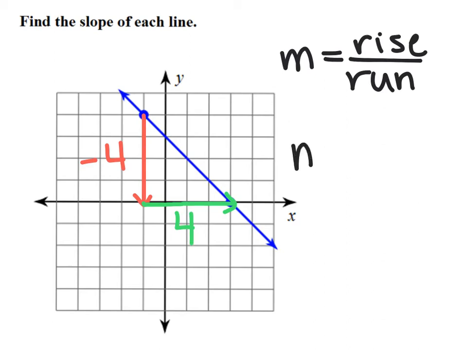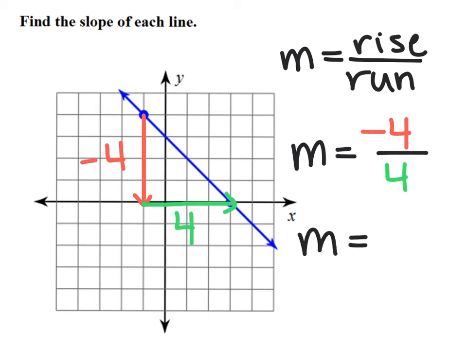Now for my slope, I'm going to plug it in again. So my rise is -4, and my run is +4. And finally, I simplify this answer. So my slope is -4 divided by +4, which gives me -1.